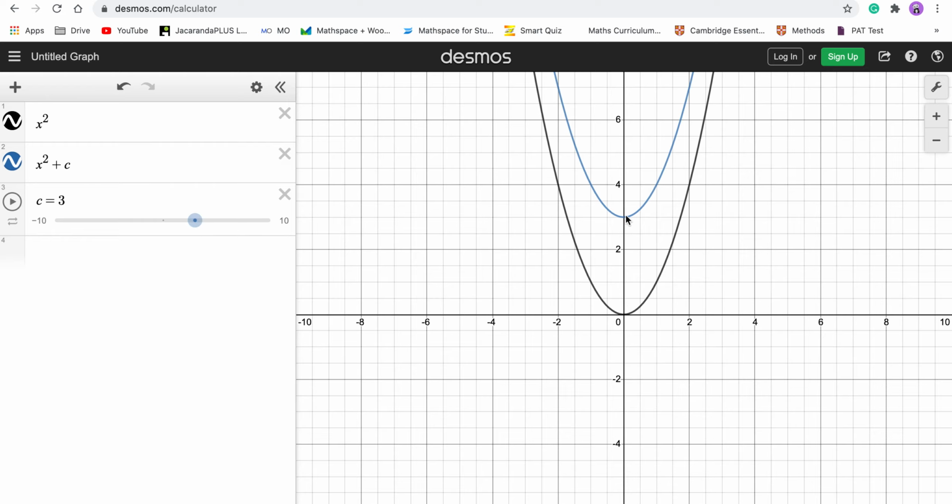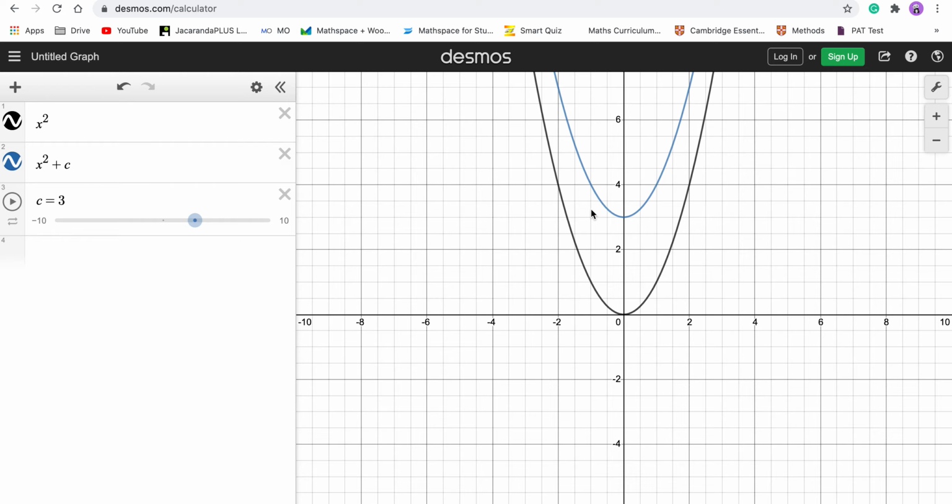What is changing? My turning point, my vertex, has changed. The coordinates of my vertex have changed. Before it was 0, 0. Now it's going to be 0, 3. Now, what about this new blue parabola that I have here? Does it have x-intercepts? Is it touching x at any point? No, it's not.